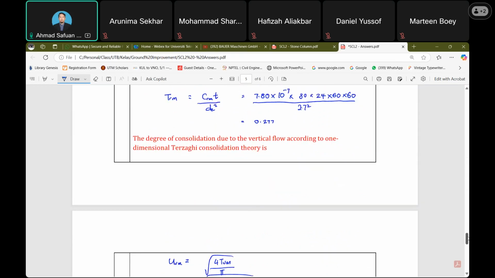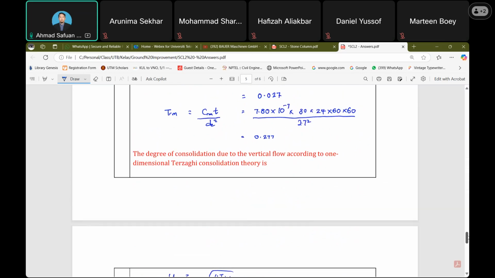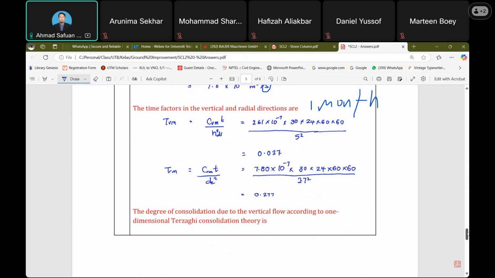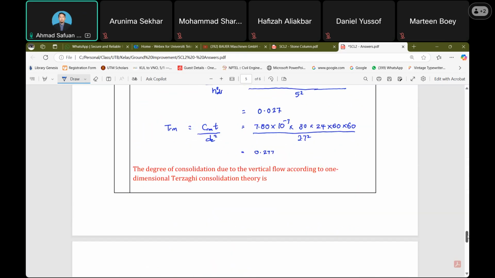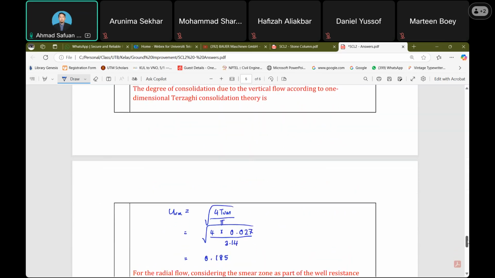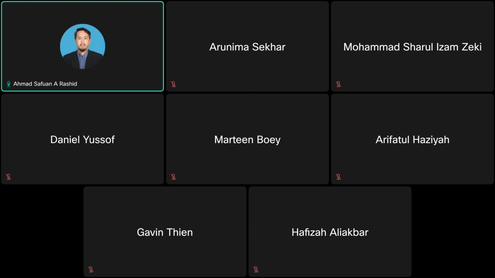0.277. Okay, so the degree of consolidation due to vertical flow according to the one-dimensional Terzaghi consolidation theory. So for example, for TVM 0.027, okay, we look on the slide.